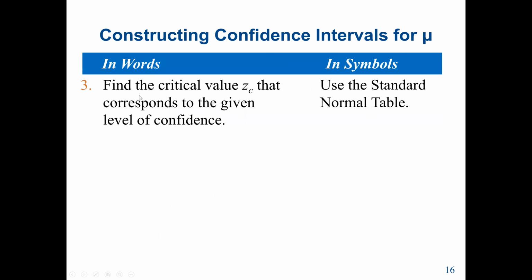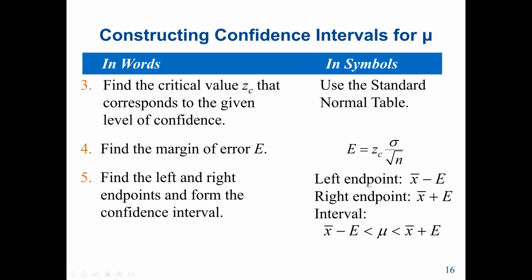Then the third step, we find the critical value z_c that corresponds to the given level of confidence. Here we can use the standard normal table as we did in the previous lectures. Then we can find the margin of error, because now we know z_c, the population standard deviation, and the square root of the sample size. Then we find the left and right endpoints to form the confidence interval. To the left will be x bar minus E, to the right will be x bar plus E. So this means our population mean will be in the interval from x bar minus E to x bar plus E. Again, x bar represents the sample mean.